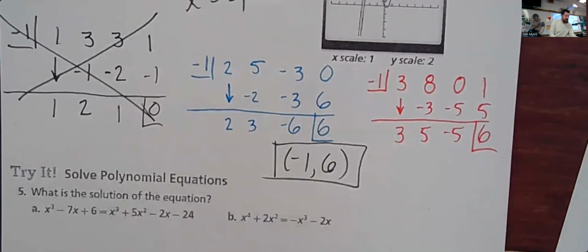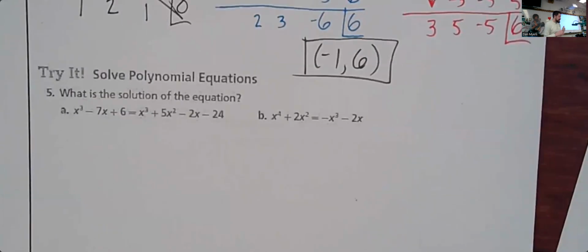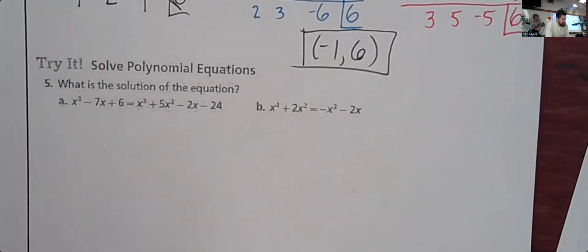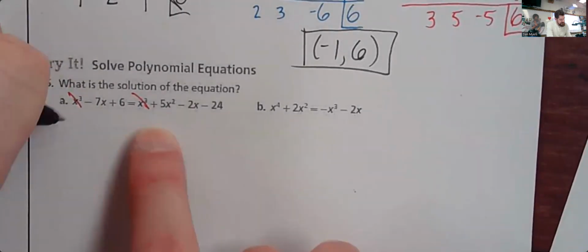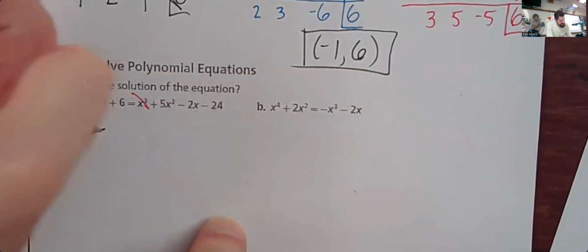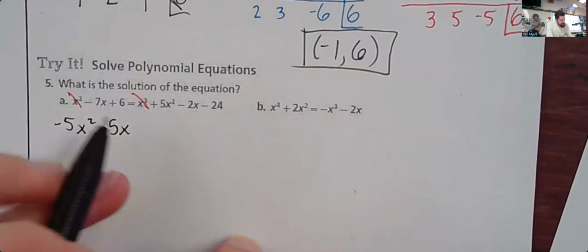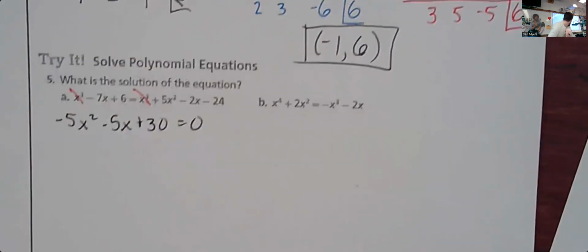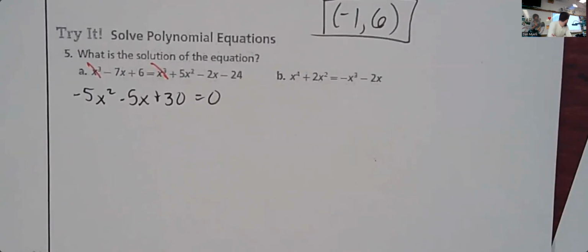So with number 5, let's go ahead and combine these. Now, the nice thing that happens with our x cubes on number 5a is what? They cancel out. x cubed cancels with x cubed because if you subtract it, it's gone. If we subtract 5x squared from both sides, that's just going to be a negative 5x squared over here. If we add 2x, that'll be minus 5x. And then if we add 24, that'll be plus 30 and then equals 0. And this one should be a bit easier to factor.